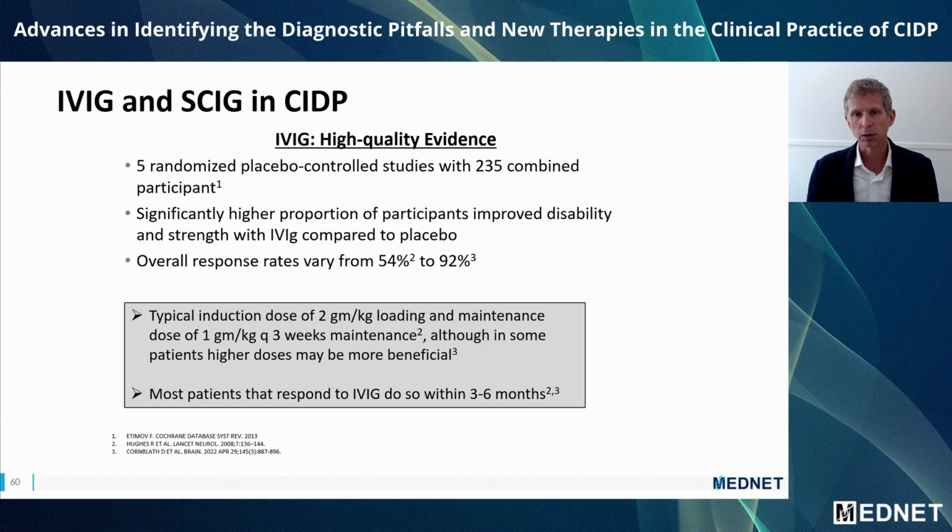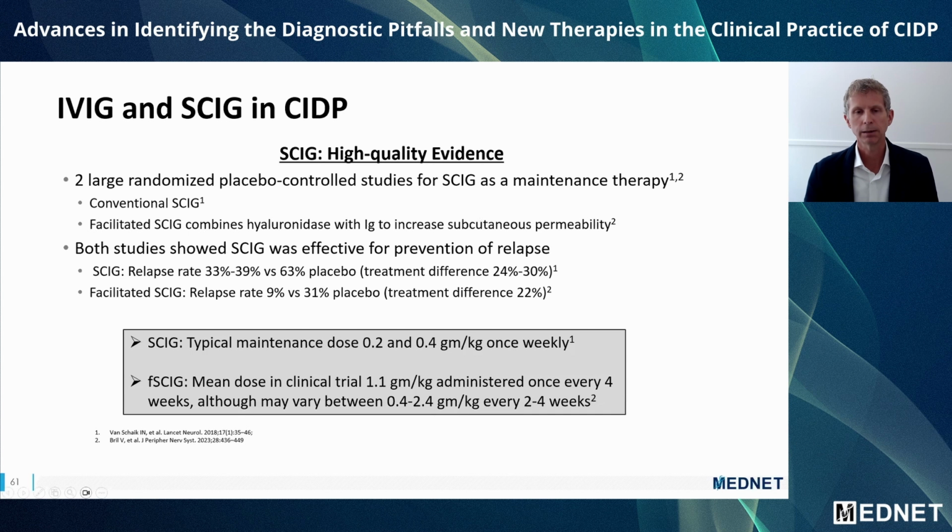Based on those trials, a typical starting dose of IVIG is 2 grams per kilogram loading divided over 3 to 5 days. And the typical maintenance starting place is 1 gram per kilogram every 3 weeks. Although, of course, in clinical practice, there's some variability with that as we try to optimize treatment with individual patients. Patients that respond to IVIG typically do so by 3 to 6 months. It's relatively uncommon for somebody to not respond at all at 6 months and then have a later response.